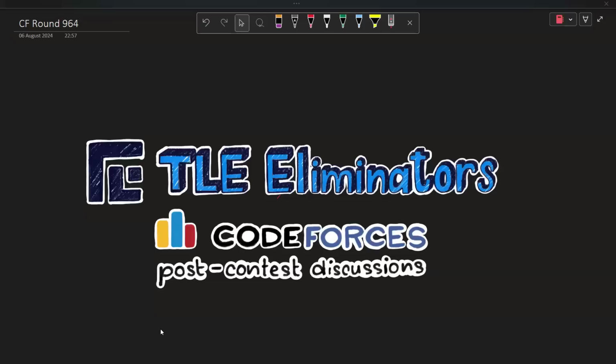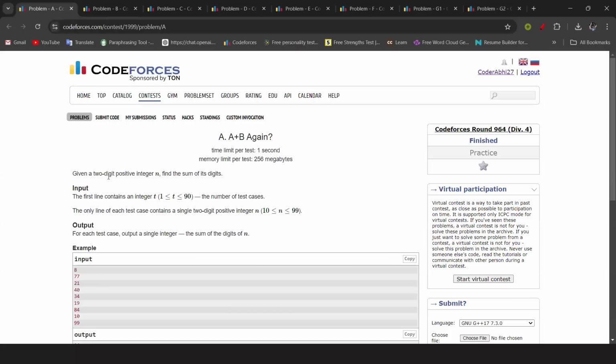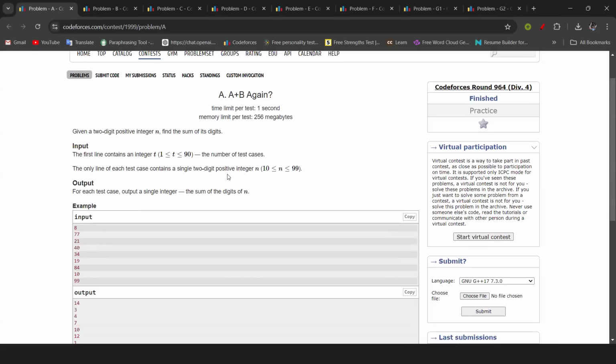Okay, so the first problem that we have is problem A, where, given a two-digit positive integer n, find the sum of its digits. So basically we are just given a positive integer n and we need to find the sum of its digits. So it's a very simple problem. So let's just see what we can do here.